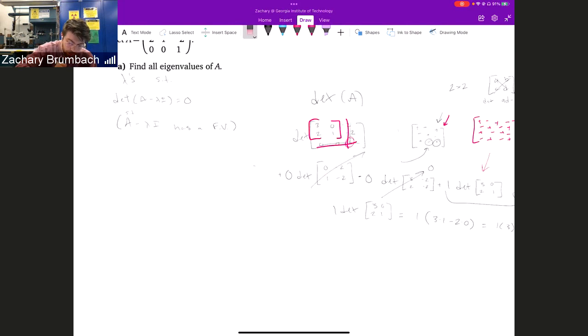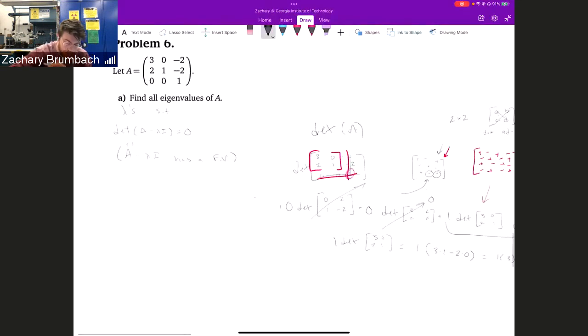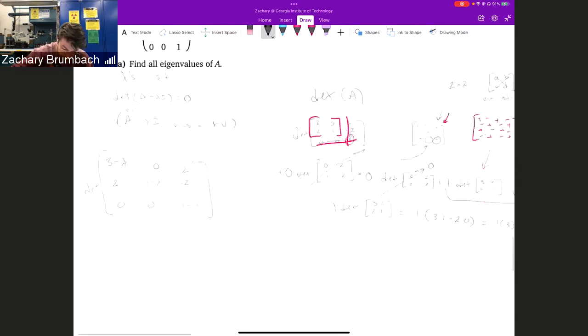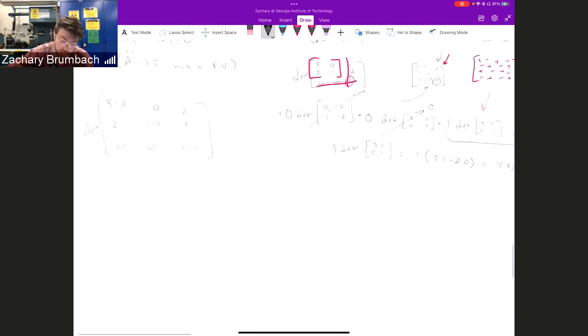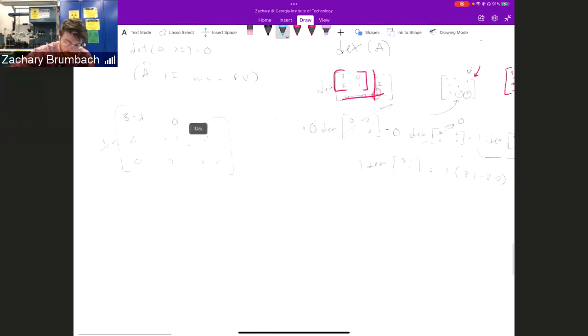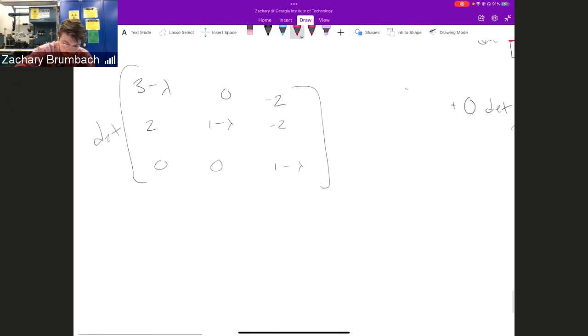And we call this long formula that we're going to arrive at the characteristic polynomial, okay? So A minus lambda I in this case is [3 minus lambda, 0, -2; 2, 1 minus lambda, -2; 0, 0, 1 minus lambda]. Okay, following the exact same process we did last time, I'm going to skip a couple steps just to make our life a little bit easier, a little bit faster, okay?